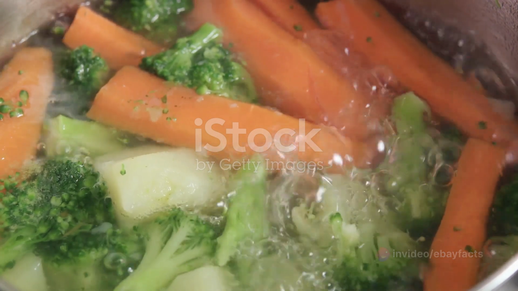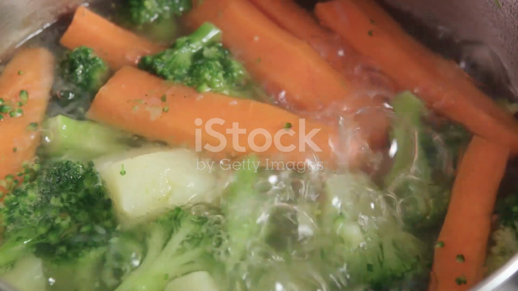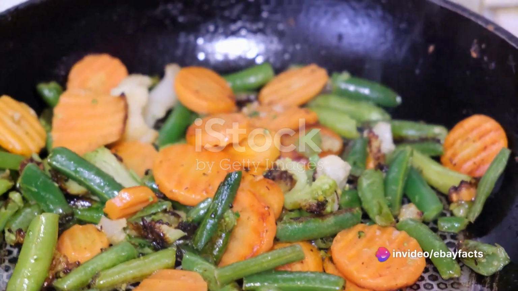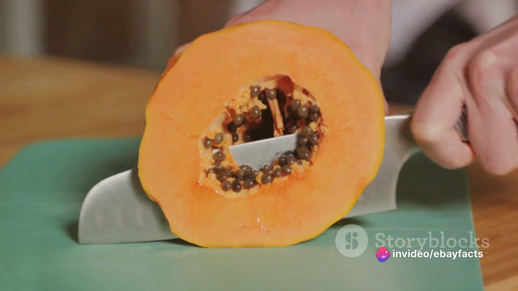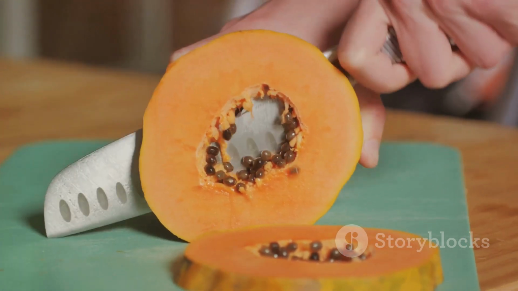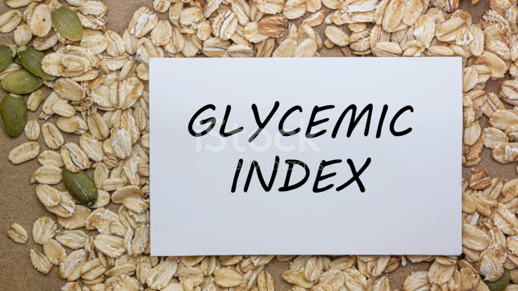Food processing. Generally, less processed foods tend to have a lower GI. Processing can break down the structure of carbohydrates, making them easier and quicker to digest and absorb, which can lead to a higher glycemic response. Whole, minimally processed foods often have a lower GI compared to highly processed counterparts.